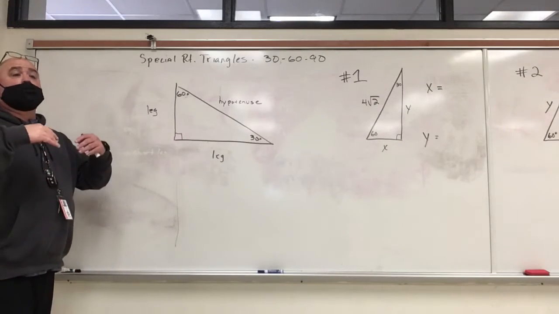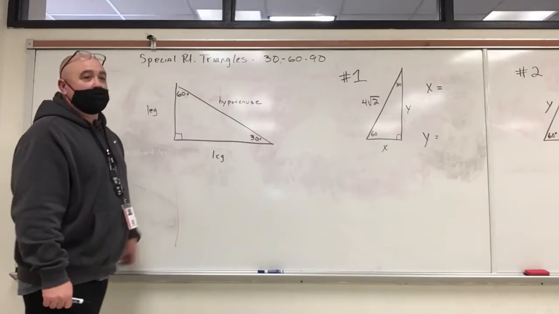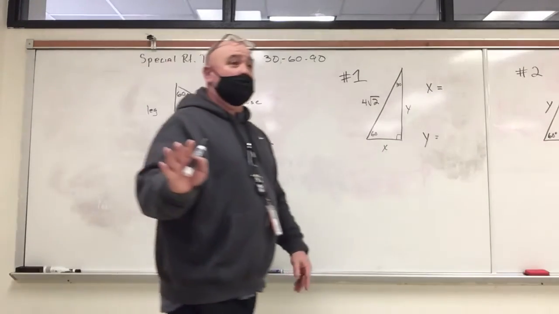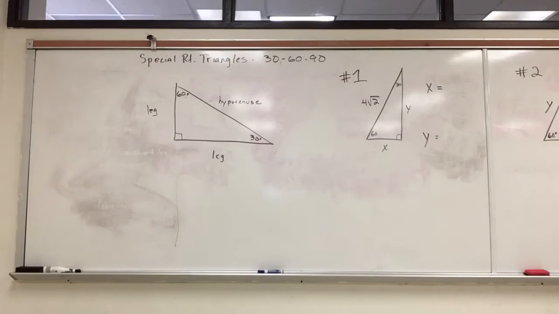And of course, like all right triangles, it has legs and a hypotenuse. All right triangles have two legs and a hypotenuse. It doesn't matter what type of triangle it is. If it's a right triangle, it has two legs and a hypotenuse.